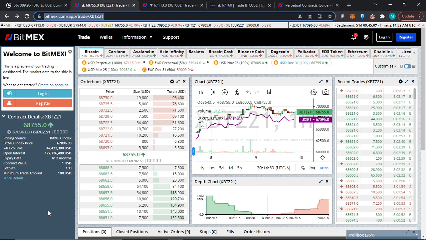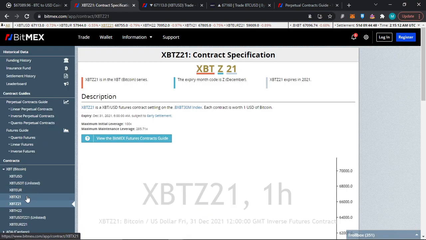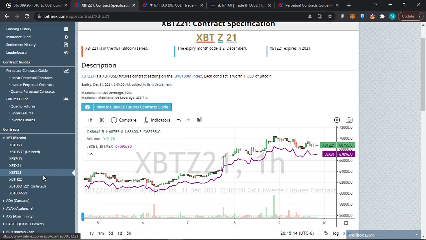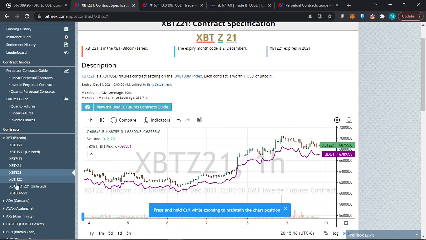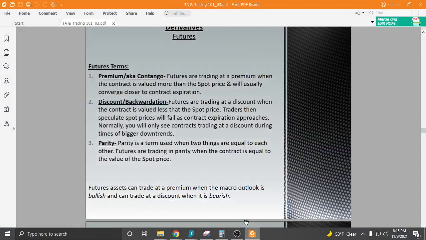In conclusion, futures are a versatile trading instrument for buyers and sellers that want to take either long positions or short positions. And for contract details, BitMEX, and most of the exchanges, are similar. They have a little help or documentation where you can go in and get the contract details. Highly recommend you check that out. All right, back to our trusty slides.